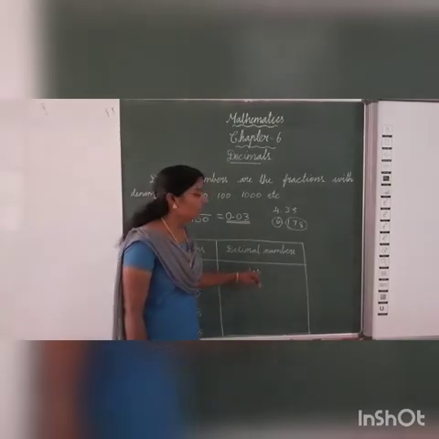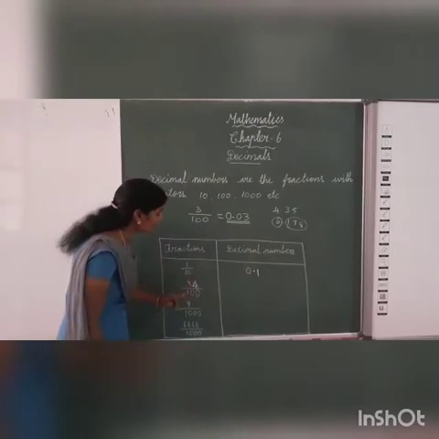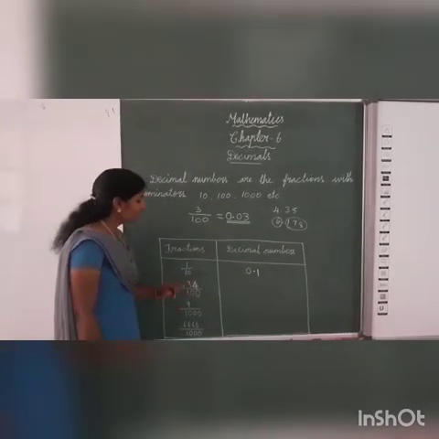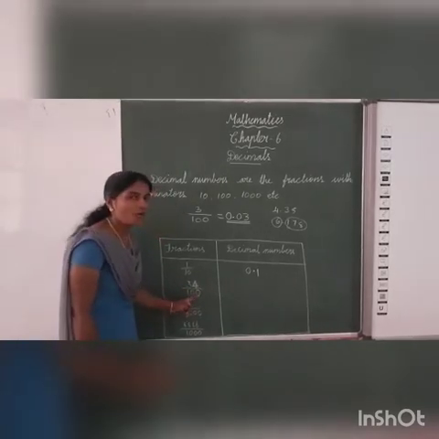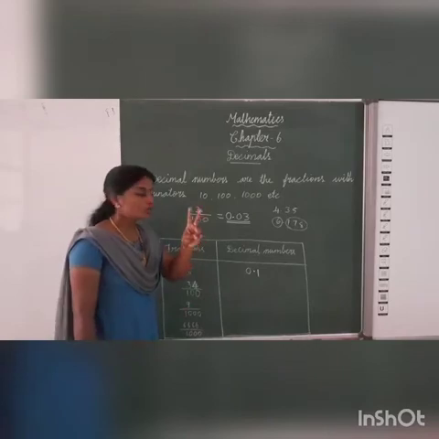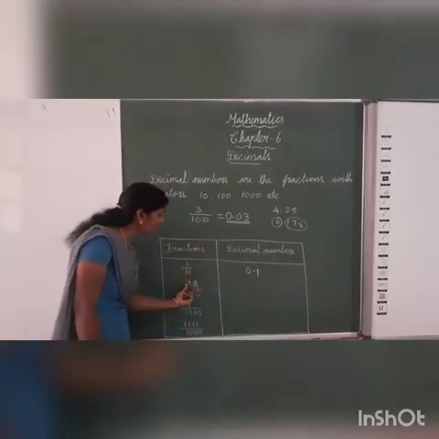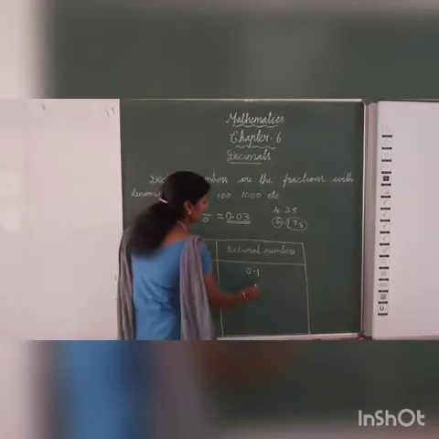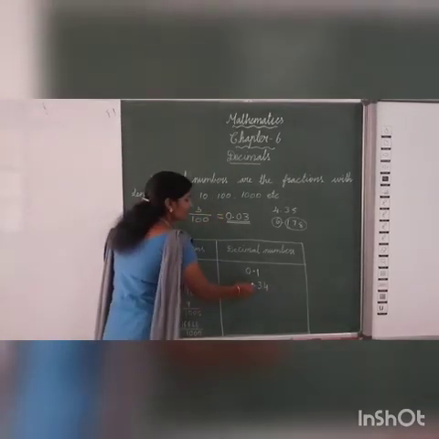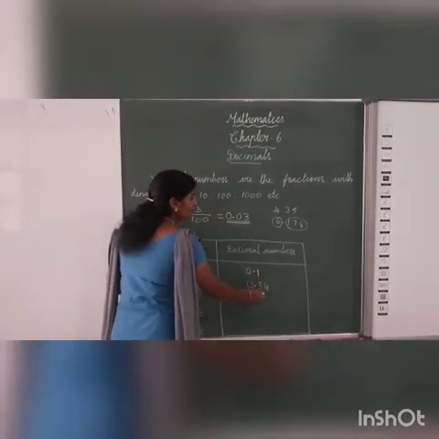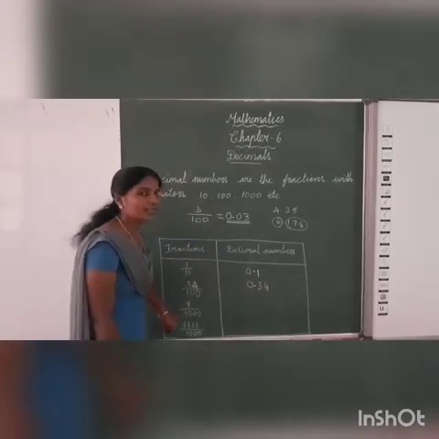Now the second one, 34 divided by 100. Now listen, after the 1, how many zeros? 2 zeros. So after the decimal point, we need 2 digits. Already the numerator has 2 digits. So after the point 3 and 4, before the point 0. It is 0.34.